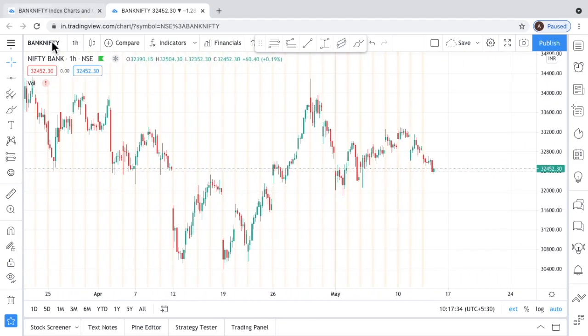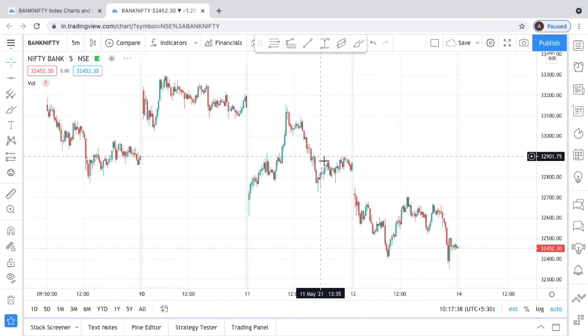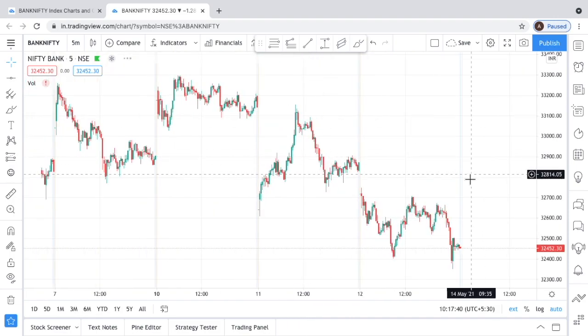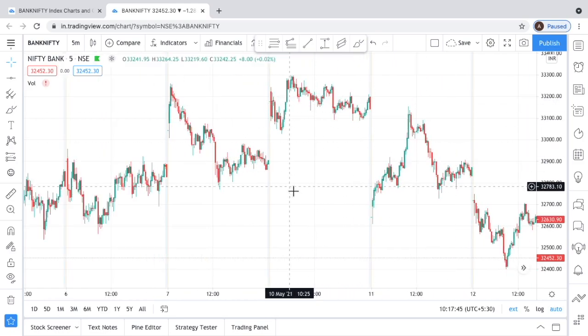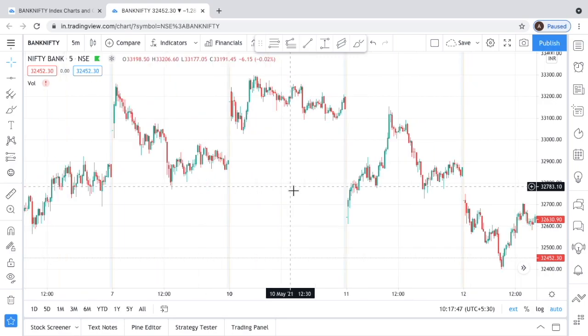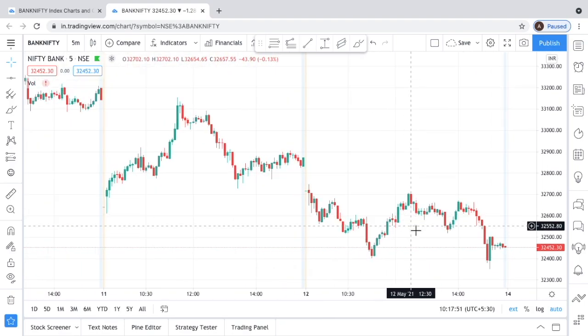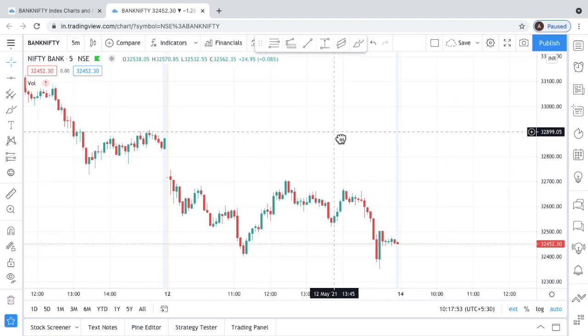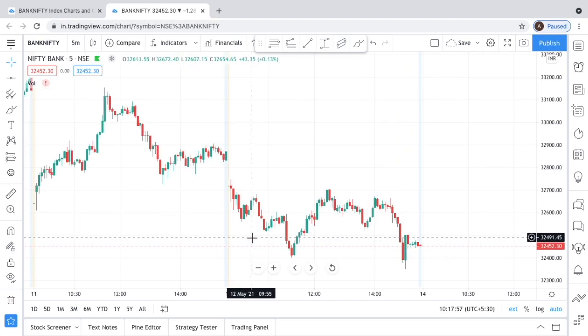Now coming to more recent charts like today, tomorrow. I trade only Bank Nifty on an intraday basis. Now let me show you where the support and resistance played out very well. Let us take the example of the last trading session, Wednesday itself, 12th May.